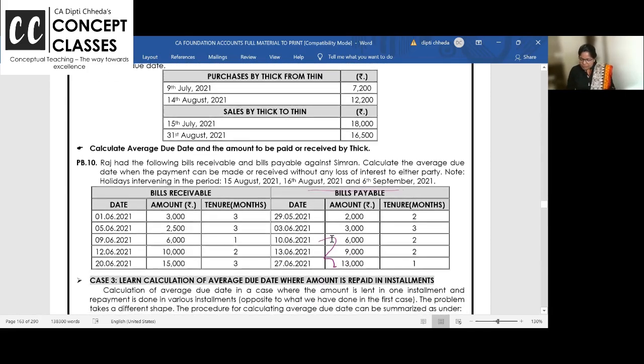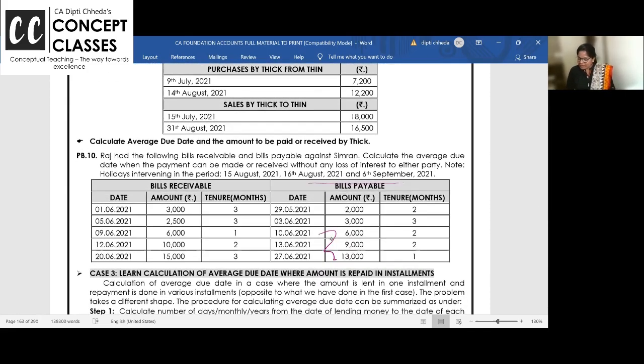For this sum, for the sum of Raj, average due date is coming to 27th of February. If you are not getting the answer 27th of February 22, you tell me.